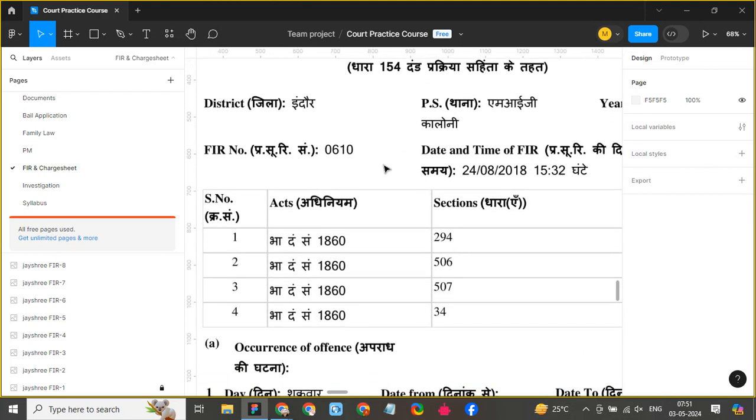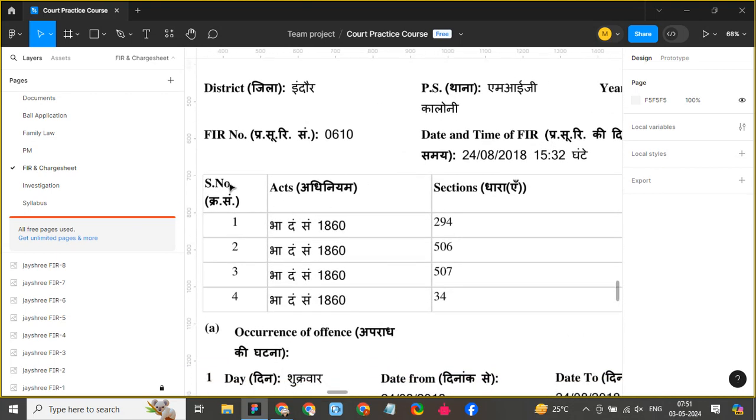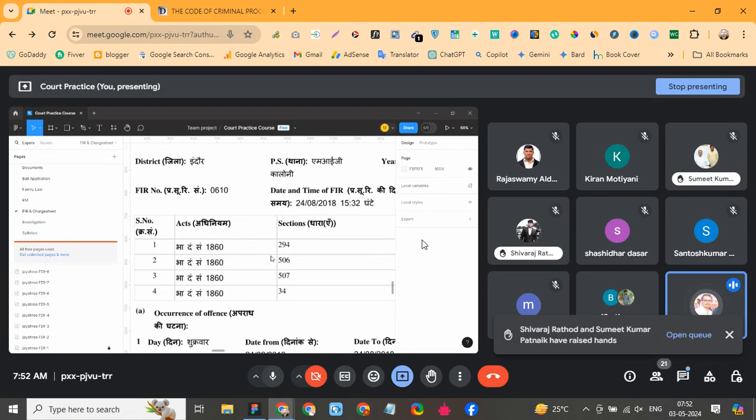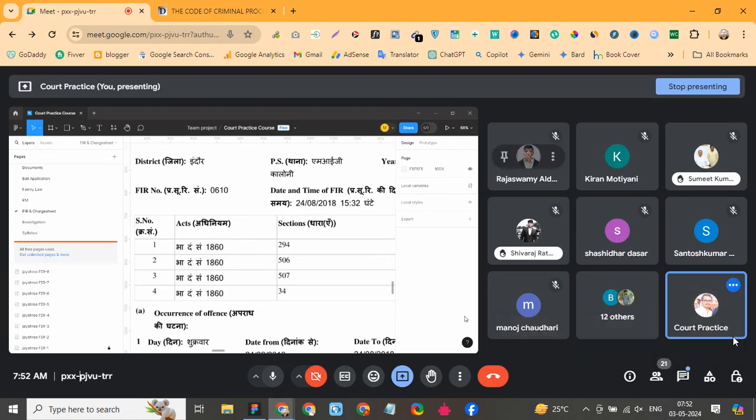ओके दिस इज़ वन ऑफ द FIR. समझ के चलिए उस FIR में ये कुछ सेक्शन वहाँ पे लिखे हुए हैं. भारतीय दंड संहिता जो भी है, इंडियन पिनल कोड, IPC. अगर आपको हिंदी नहीं पढ़ना आता है तो बस इस सेक्शन जो है साइड में लिखे हो उस पर गौर कीजिएगा. व्हाट सेक्शंस आर सेइंग कि भाई IPC का जो भी सेक्शन है वो क्या है. IPC का सेक्शन 294, IPC का सेक्शन 506, IPC का सेक्शन 507, IPC का सेक्शन 34.